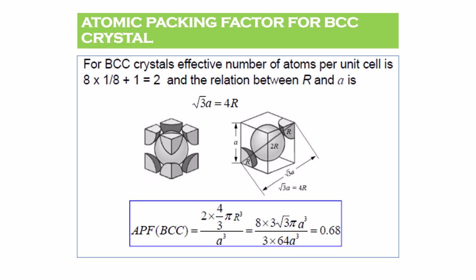Now for BCC crystal, the total number of atoms inside this unit cell is equal to 2. There are 8 corner atoms and 1 center atom. So 8 into 1/8 plus 1 is equal to 2. And the relationship between R and A is √3·A = 4R. Now APF for BCC is equal to 2 into 4/3 πr³ divided by A³, and if we replace R with A, then finally we will get APF for BCC equal to 0.68.